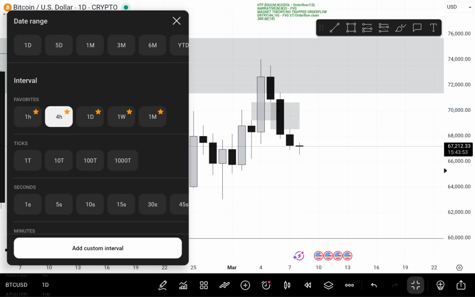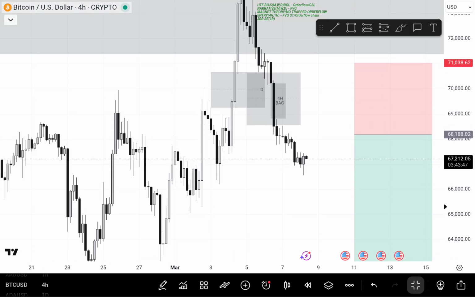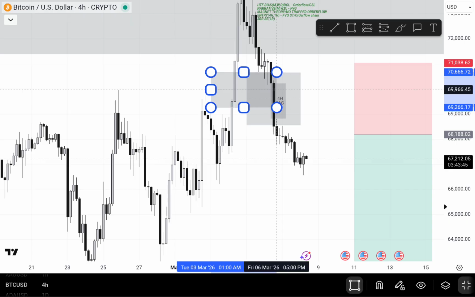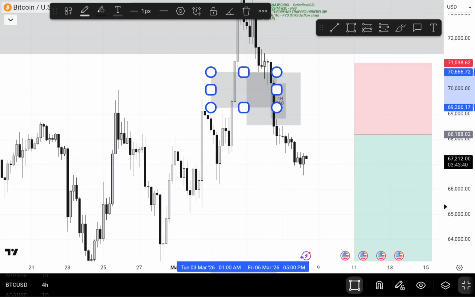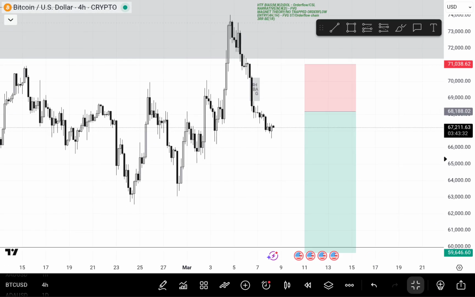So when price disrespected that opposing daily fair value gap, we created a 4-hour breakaway gap, which I took an entry on. So I'm currently in this position.